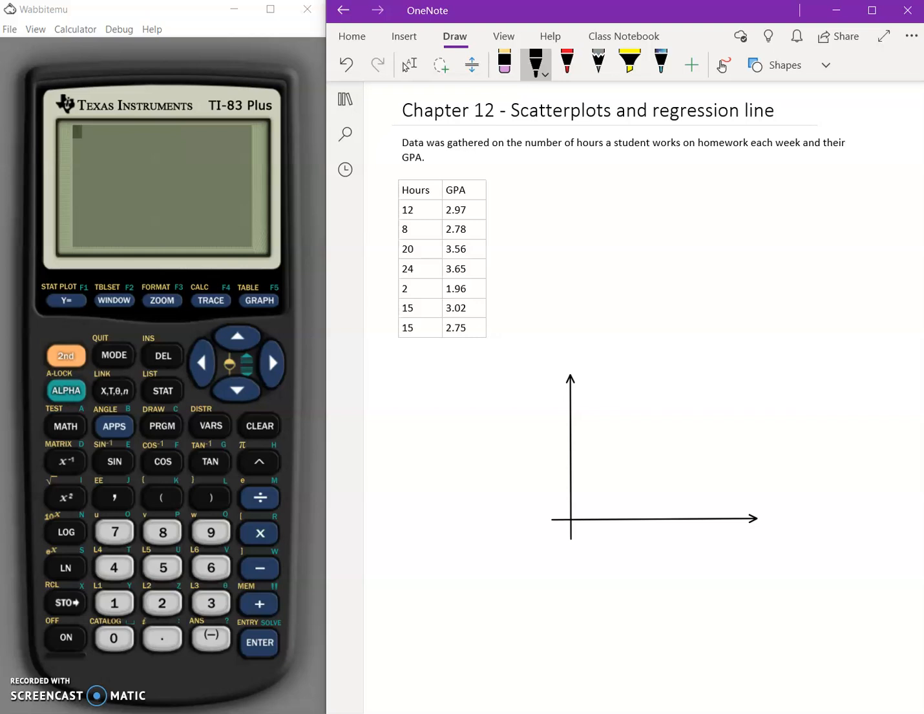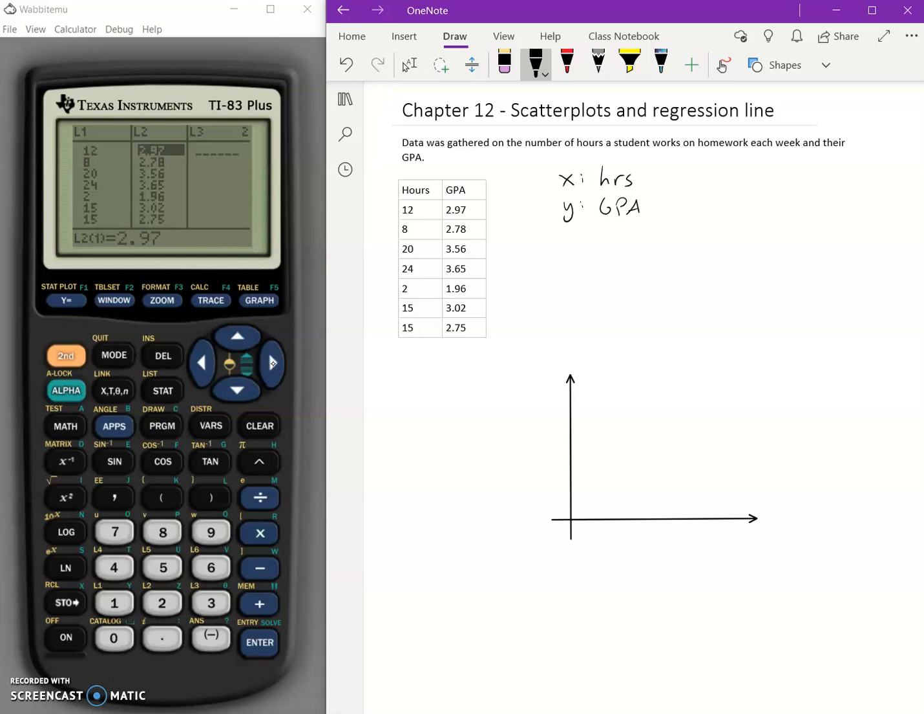So let's take a look at the calculator. Once you turn it on, you're going to go over to Stat, and then go to Edit. Then you're going to enter your data into L1 and L2. In L1 we'll put our hours, and in L2 we're going to put our GPA. So our X is going to correspond to hours, and our Y is going to correspond to GPA.